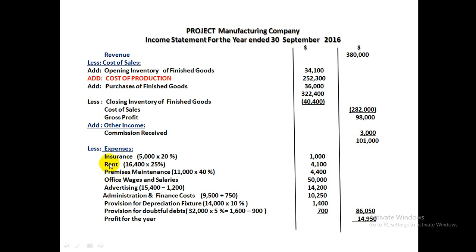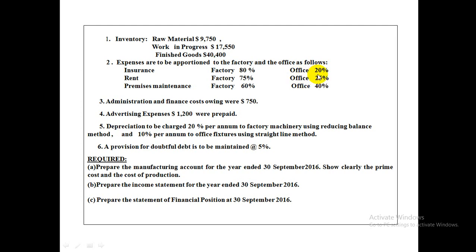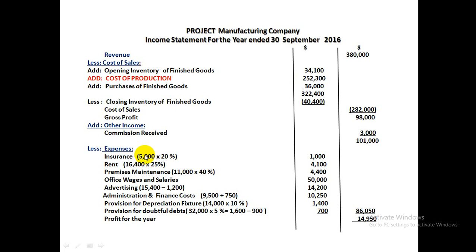Then we'll talk about the expenses portion. All those expenses which are not directly or indirectly linked with the factory production will be listed here and totaled here, like insurance, rent, premises. Those descriptions which are given to us in slide number 3 related to the office, all these expenses will be taken by us here. So the income statement will include all these expenses of the office. We'll calculate them, we'll take them.